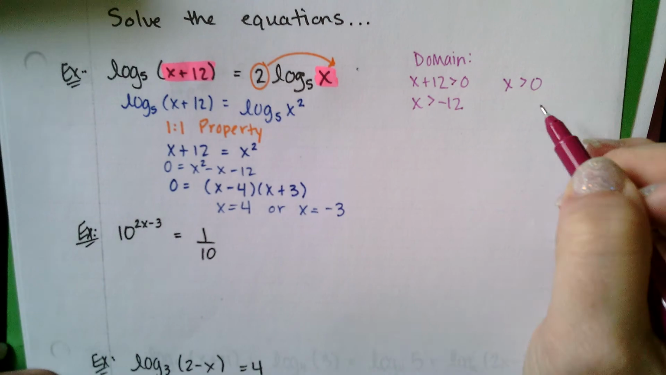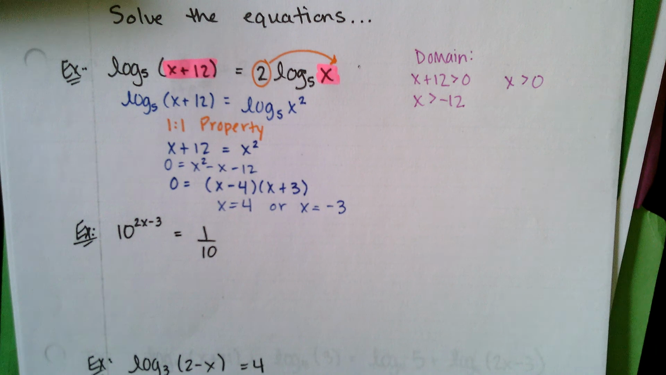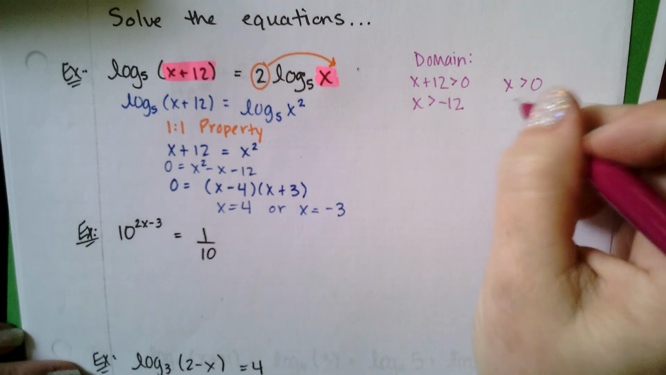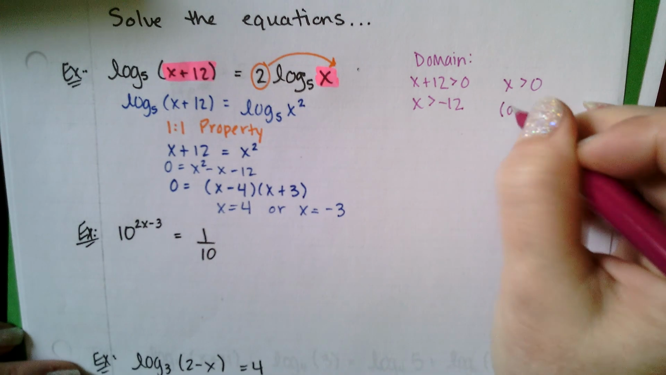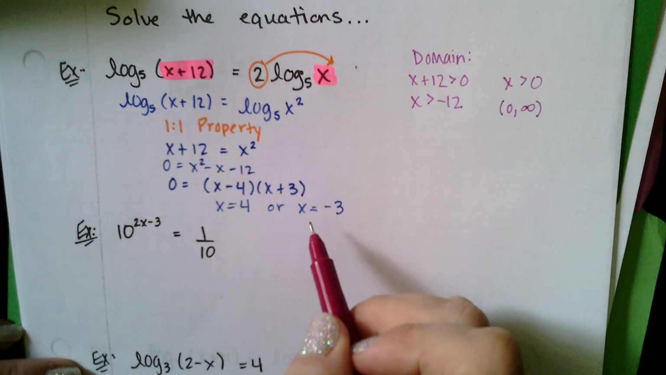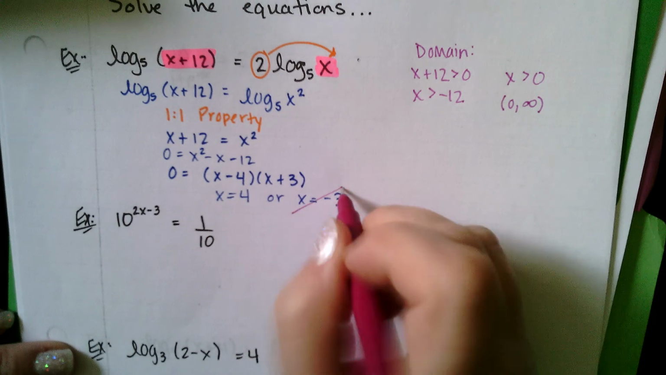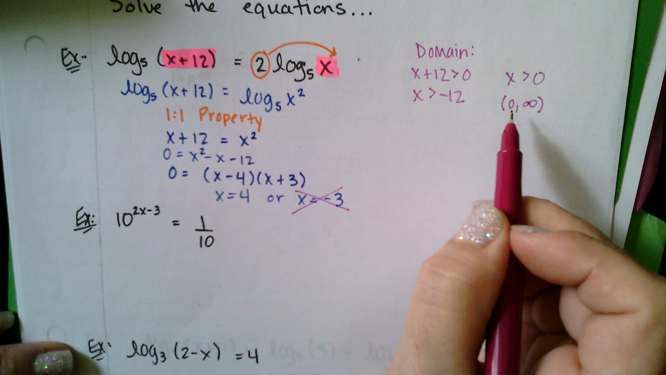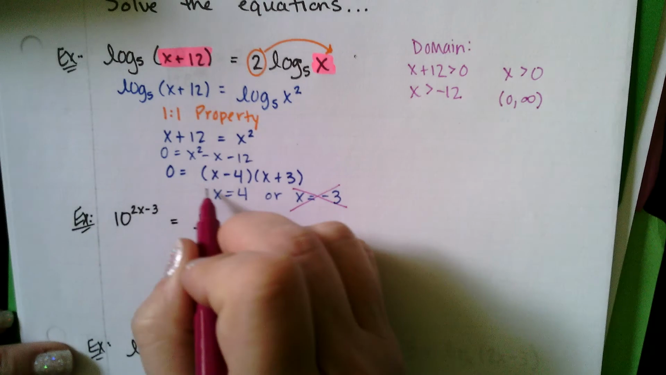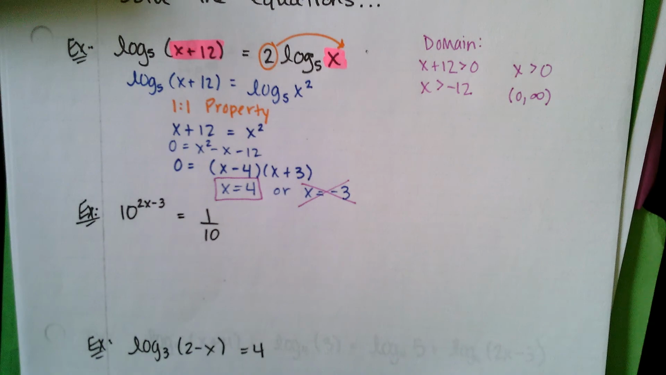Since I have two separate ones, I have to look at the most restrictive domain. So that's going to be this one. So all of my x values would have to be greater than 0. So if I look at the solutions that I got, I have to exclude x equals negative 3 because it's not in my domain, but x equals 4 is. So this equation would have one solution, and that would be x equals 4.